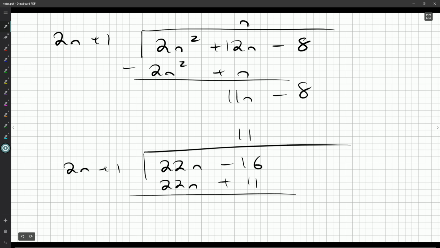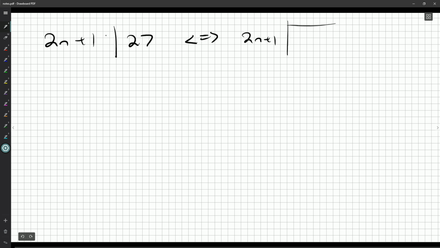Right, and then we subtract those, we should get minus 27. So the remainder ultimately is divided by 27. So 2n plus 1 divides 27 exactly if 2n plus 1 divides the original number. This is a lot easier. Why is this a lot easier? Well, there aren't n's on both sides. 27 is a nice ordinary number.